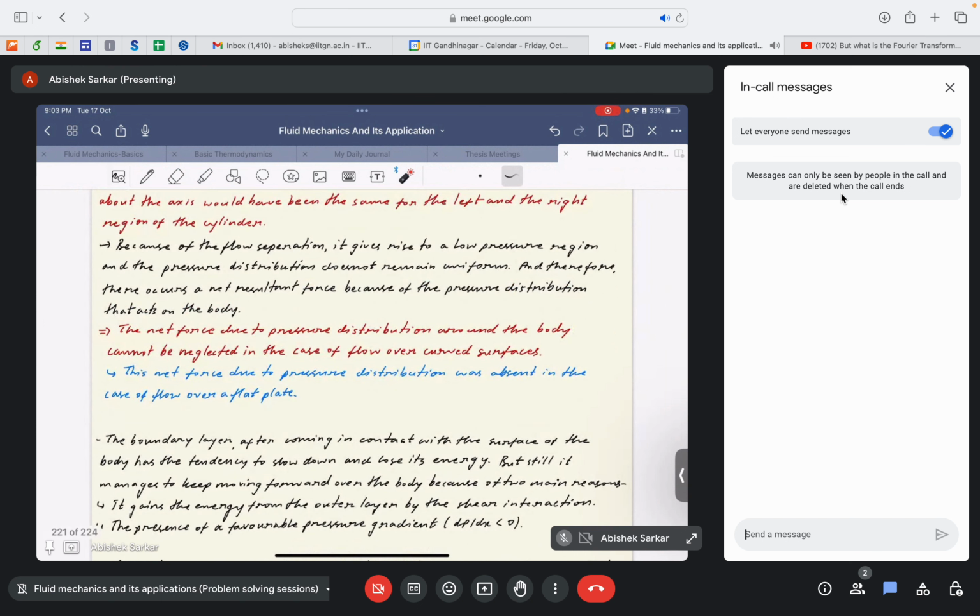The net force due to pressure distribution around the body cannot be neglected in the case of flow over curved surfaces. This is what we neglected in the case of the flat plate, because the flat plate was considered to be completely horizontal, so there was no pressure gradient acting upon it. That's why there is no pressure term while evaluating the x momentum equation. It was zero in the case of flow over a flat plate.